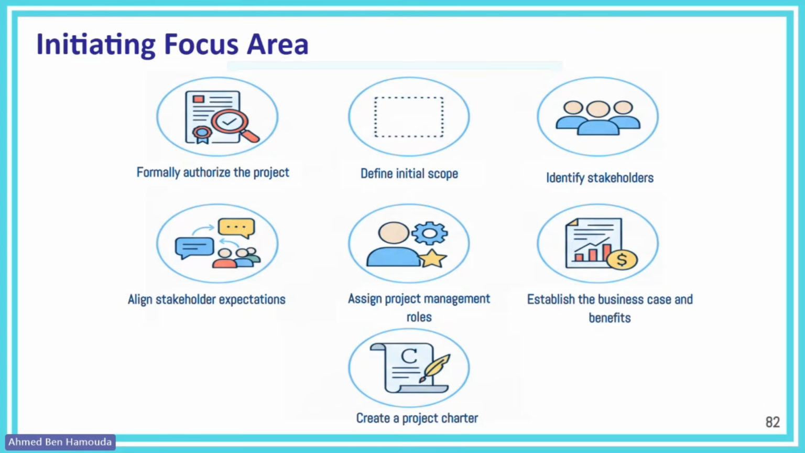Mainly, what really happens? Okay, so in the initiating focus area, usually the project is formalized through the project charter, through the assignment of the project manager by the project sponsor, and through the approval of the project charter by the stakeholders. The initial scope is defined based on the initial documents and discussion with the stakeholders. Of course, stakeholders are identified. Then stakeholders should be aligned on the project. That's your role as a project manager to make sure they're aligned.